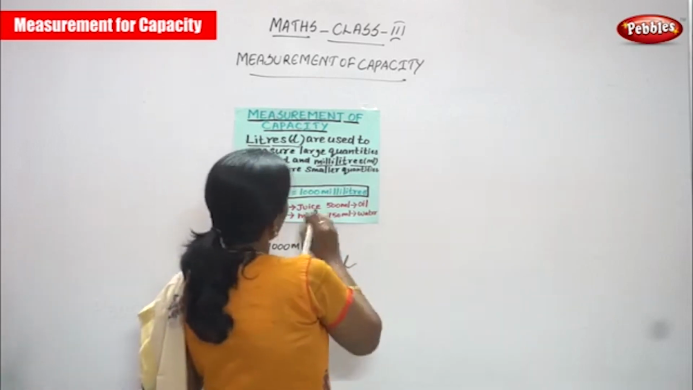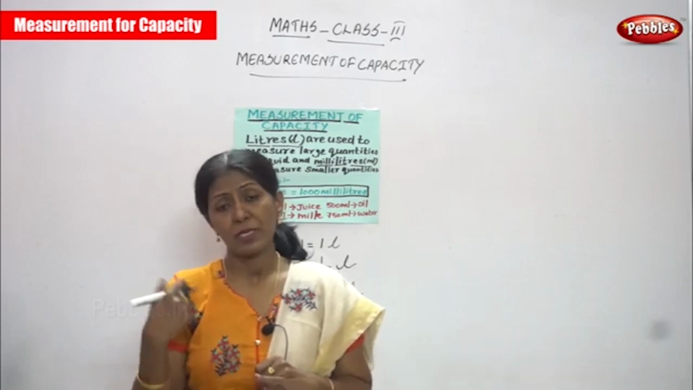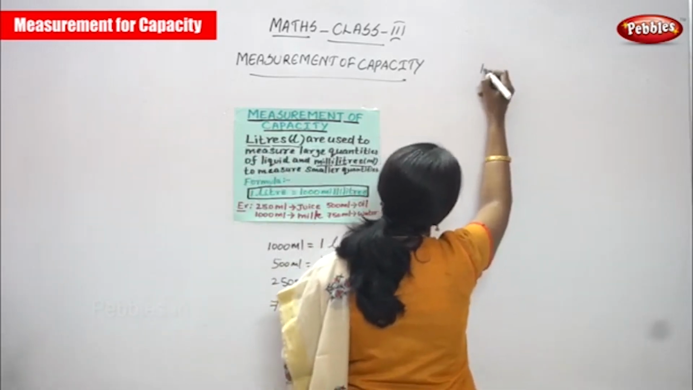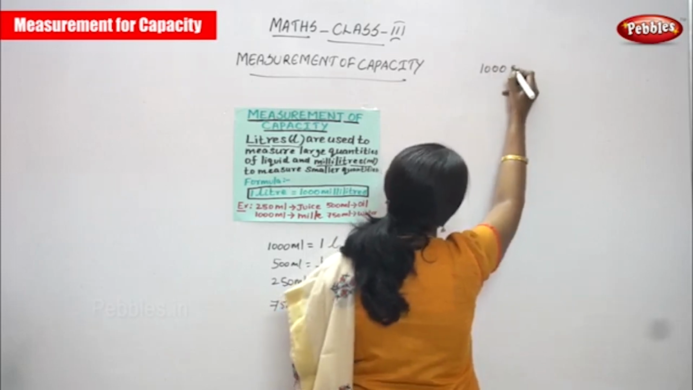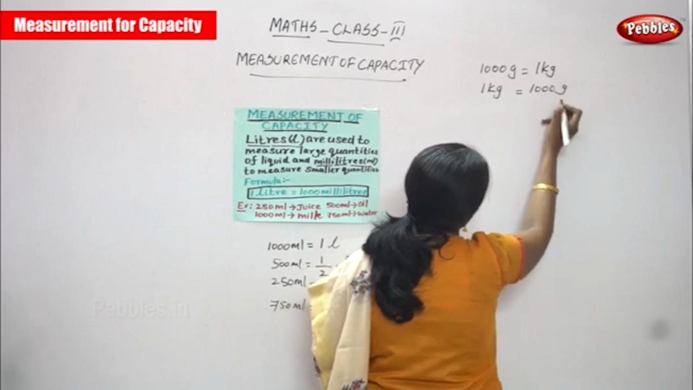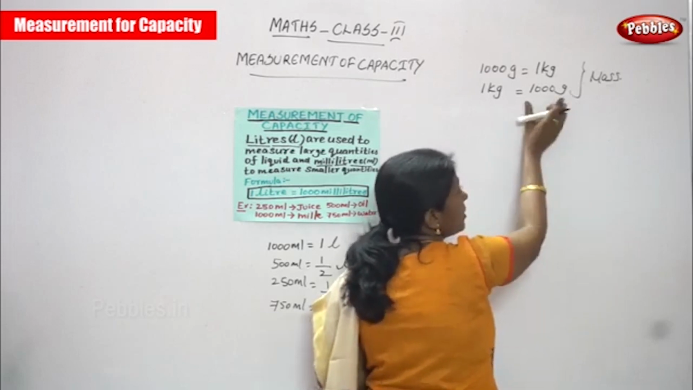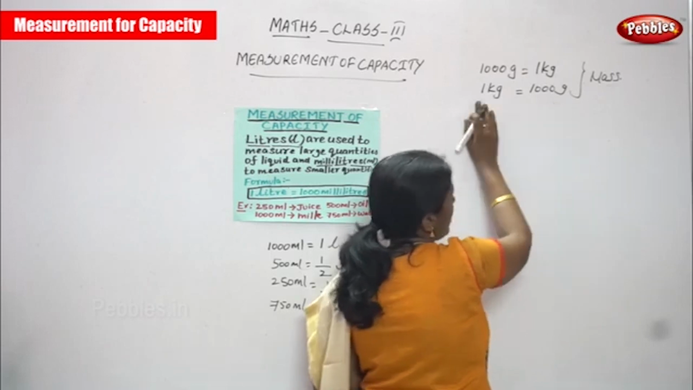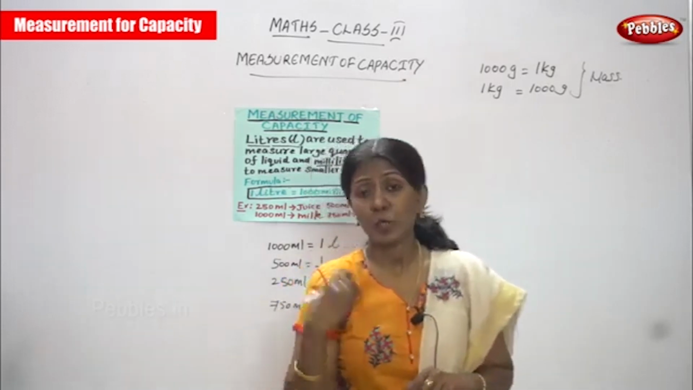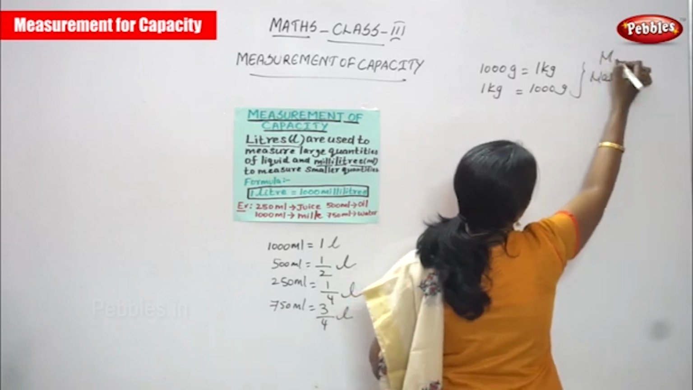Okay, after that, we have seen in the last class measurement of length and measurement of mass, that means weight. I want to write the formula once again to remember: 1000 gram is equal to 1 kg, or else 1 kg is equal to 1000 gram. This is mass. Gram is used if you want to measure a smaller object. Kilogram is for larger objects. If you want to measure a larger object, we measure in kilogram, and a smaller object in gram. This is the measurement of mass.